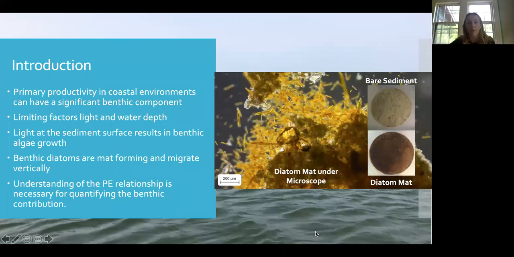Over here in my photo, I have a picture of basically what bare sediment in the estuary looks like, which is the top one, and then what a mat-covered sediment would look like in the estuary. It's hard to tell the difference because when diatoms form mats, it's still like a brown sediment. It's almost like jelly, and that's what the mat would look like under a microscope as well. And each little diatom is one little frustule.